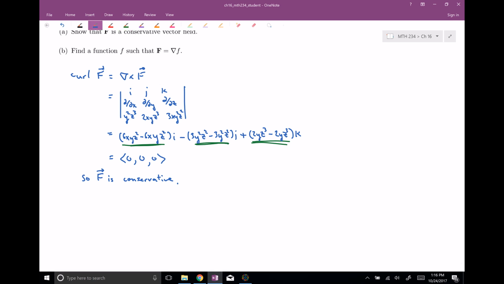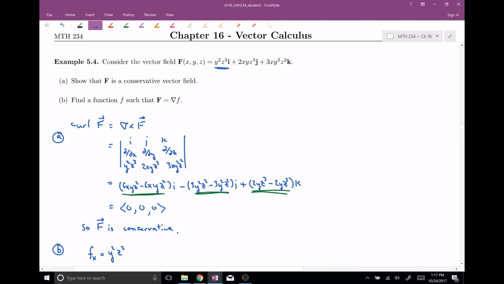Okay, so since we calculated out the curl and saw that this was 0, this means that it's conservative, which means that there's some potential function. There's a function f so that if I take the gradient of f, we get our vector field. So let's go ahead and figure out what that f is. So if I do f sub x, this should be equal to my first component. That's going to be y squared z cubed. We go back up to my vector field here. If this is indeed the gradient, that first component should be the partial with respect to x.